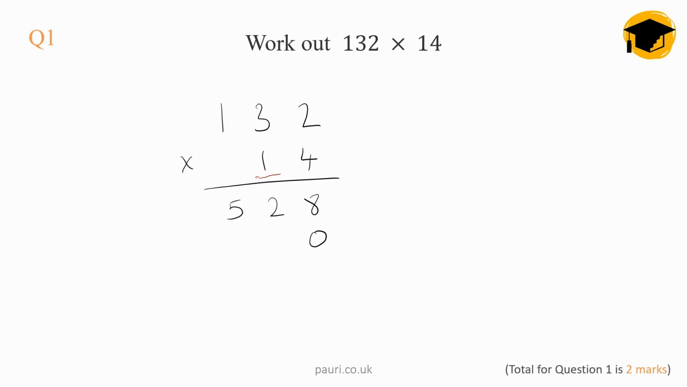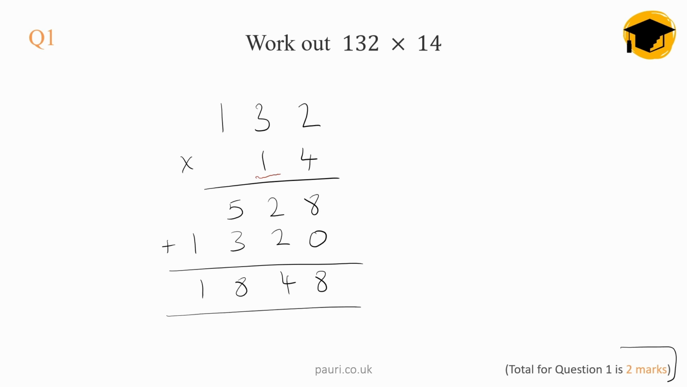1 times 2 is 2. 1 times 3 is 3. And 1 times 1 is 1. Add up these numbers right to left. 8 plus 0 is 8. 2 plus 2 is 4. 5 plus 3 is 8. And we get a 1. So final answer, 1,848. 2 marks for this question, 1 mark for your solution, and 1 mark for your working out. So that includes both of these parts.